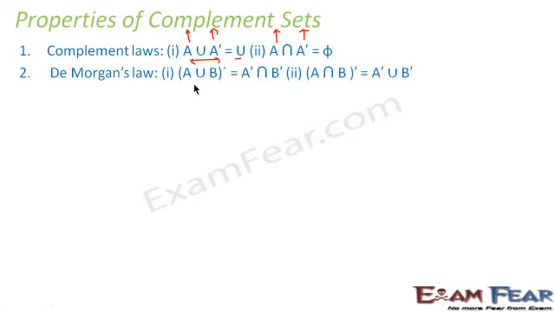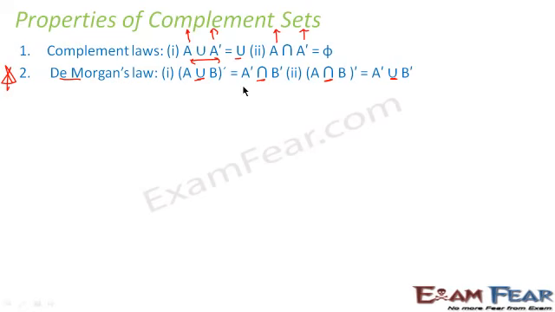Similarly, De Morgan's law holds true. When you say (A union B) complement, this is nothing but A complement intersection B complement. Similarly, (A intersection B) complement is nothing but A complement union B complement. That's how De Morgan's law is a very, very crucial law. Star mark, I'll add. Please learn this. When you remove the braces, the sign changes from union to intersection and intersection to union. It's a very, very crucial law.